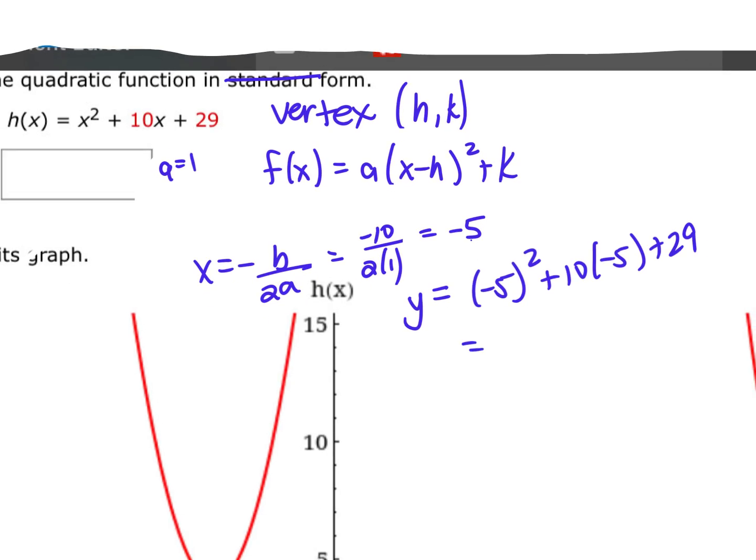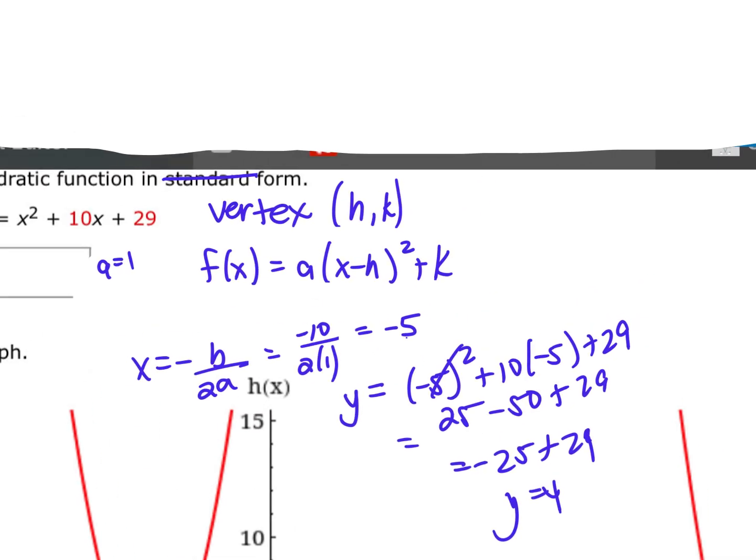What's negative 5 squared? Okay, so 25 minus 50 plus 29. What's 25 minus 50? Negative 25 plus 29. 4. So where is your vertex? At negative 5, positive 4.